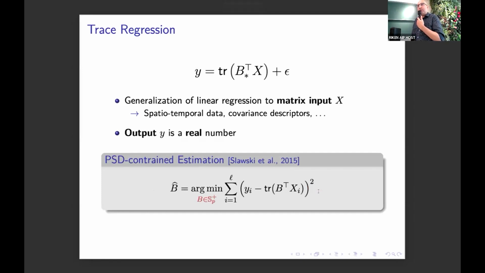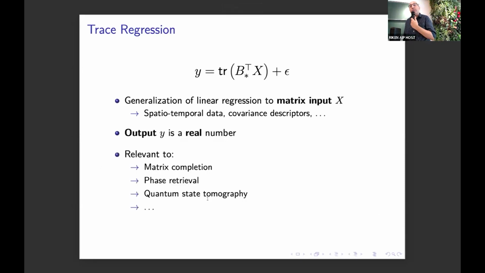There is also some work on trace regression based on removing the standard regularization on the nuclear norm or rankness, but adding a constraint. The constraint is that the matrix you would like to learn is positive semi-definite. So as you can see here, this is the minimization of the square loss function, but B should be a positive semi-definite matrix, okay? And this can give us a PSD constrained estimation of the trace regression problem.